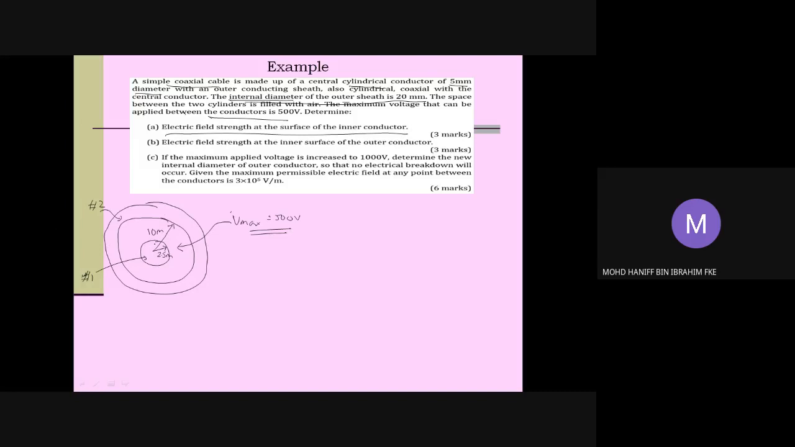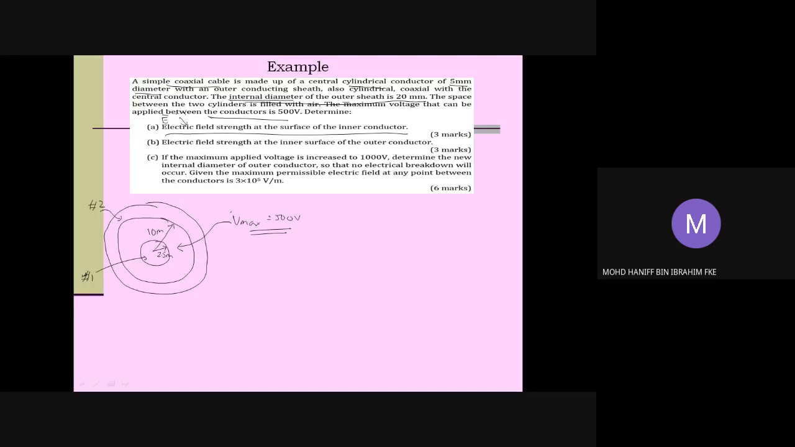So the inner conductor has a radius of 2.5 mm. Electric field strength means electric field intensity E. So that is the E field intensity. That's what is meant by these questions.